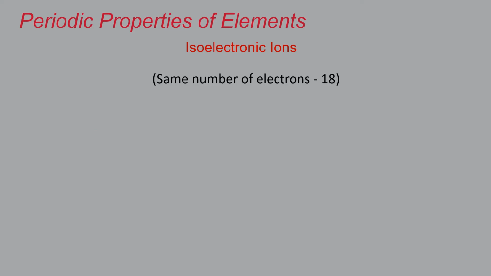Another thing you could do is talk about the size of a bunch of species that have the same number of electrons. That's what isoelectronic means. For example, sulfide, chloride, potassium, and calcium all have the same number of electrons, in this case 18. What I want you to do is rank these in order of size. I'll tell you that they are ranked. The question is, are they ranked from largest to smallest, or smallest to largest? And why?